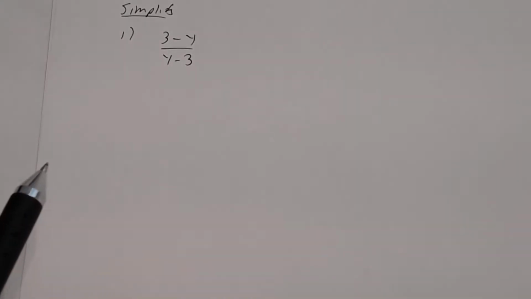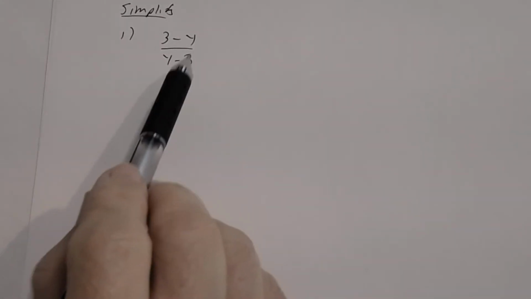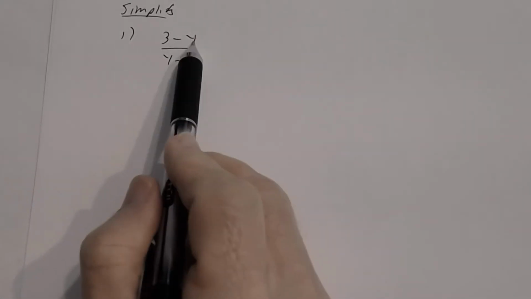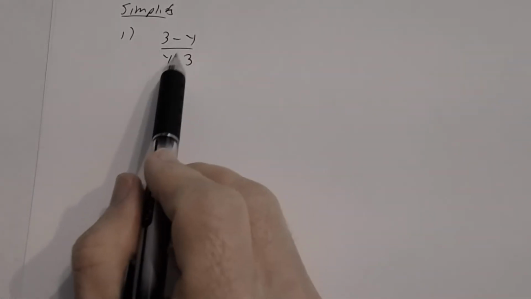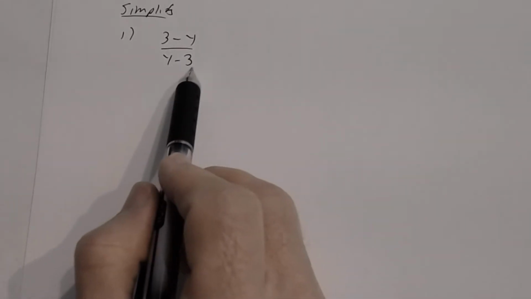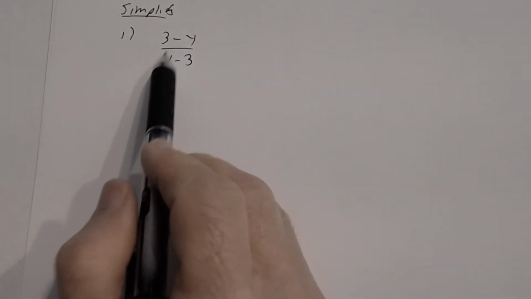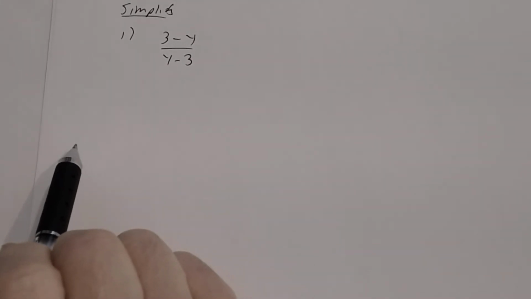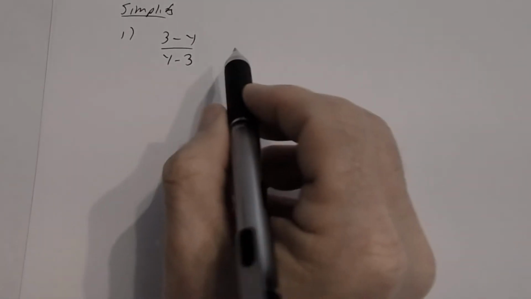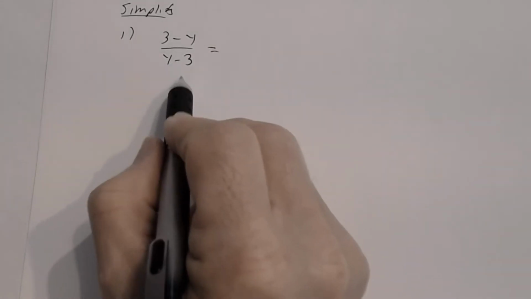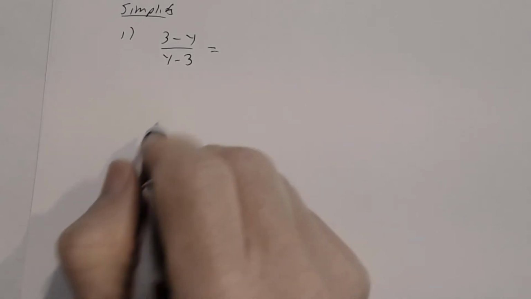But you may notice, look, it looks like those are opposites of each other. So just check. So you have 3 minus y. In order for this to be the opposite, the signs have to be different. This is a 3, this is a what? Negative 3. This is a negative y, this is a what? Positive y. So yes, they are opposites. What that means is that they differ by a factor of negative 1.